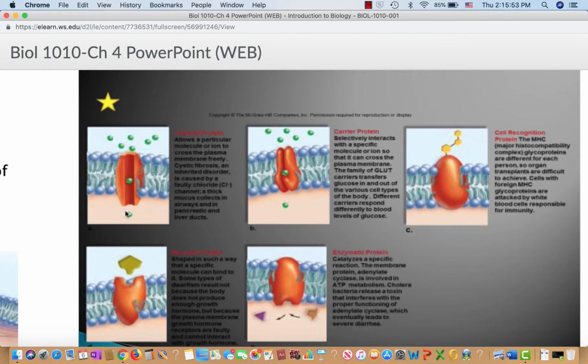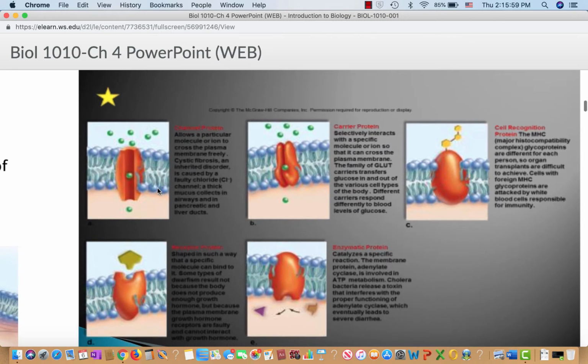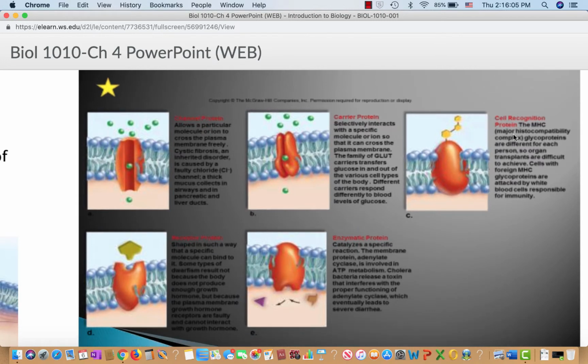So channel proteins just allow things to move through, usually with the concentration gradient. Carrier proteins allow specific things to move through. Cell recognition proteins, this is your major histocompatibility complex. This is what tells your body that you are you, and interestingly enough has a lot to do with how you smell, among other things.